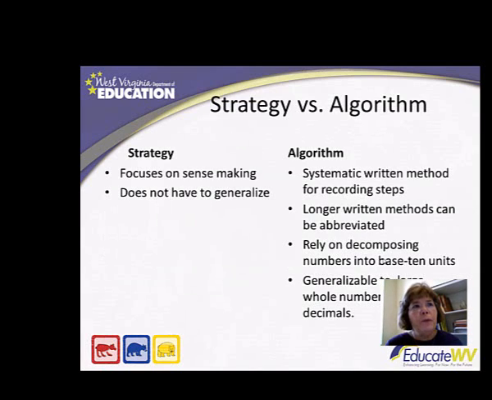Within the standards, the terms strategy and algorithm are used to convey different meanings. A strategy focuses on students making sense of a particular problem. The strategy may work for that problem, but it's not always generalizable to a larger problem, to a problem using larger numbers, or to a different problem altogether. This strategy was designed so students could make sense of a specific problem, whereas an algorithm is a systematic written method for recording steps. Sometimes longer methods become abbreviated as students gain proficiency with different procedures.